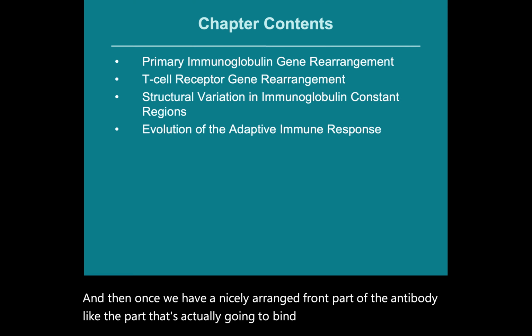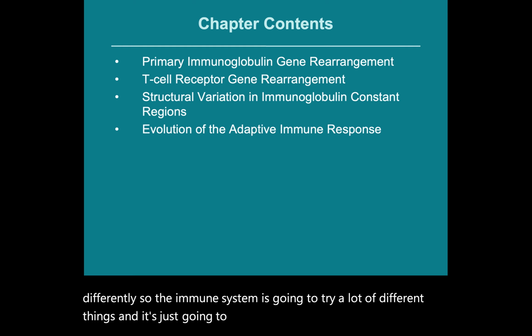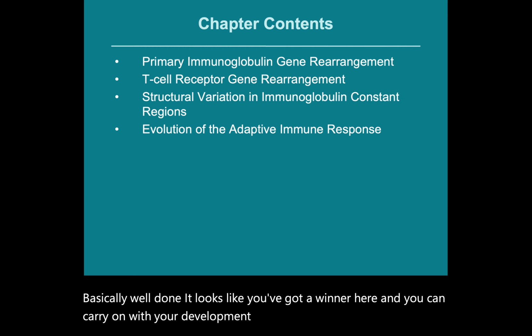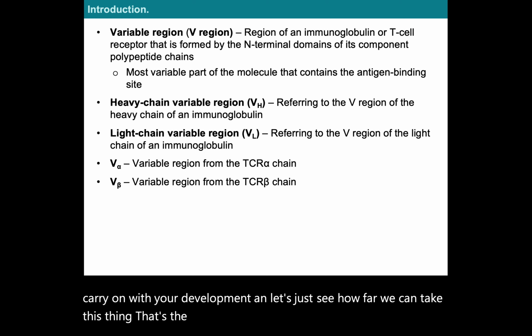So the immune system is going to try a lot of different things, and whatever works is going to be reinforced. So when you get a successful antibody that actually can bind to the thing it's supposed to bind to, there are going to be other cells that will give back signals that tell the immature B cell basically, well done, it looks like you got a winner here, and you can carry on with your development, and let's just see how far we can take this thing. That's the idea. So let's jump ahead.